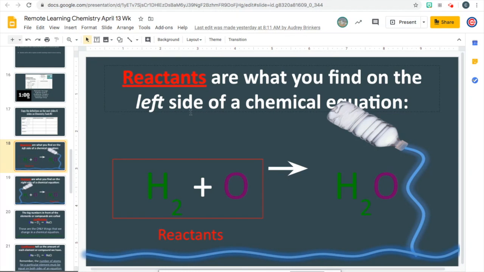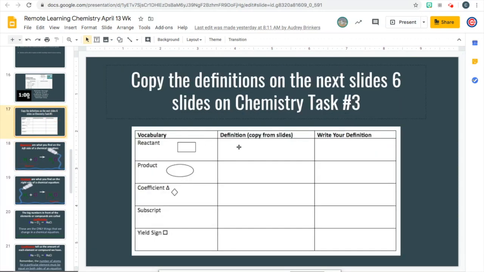Here below we have a chemical equation: hydrogen plus oxygen. Once they react, they make H2O, or water, right? What we find on the left side are our reactants. Reactants are the things we put together, reacting together to produce something. In this case, our reactants are hydrogen and oxygen. Then you would go up here and write it down in this box next to reactant.